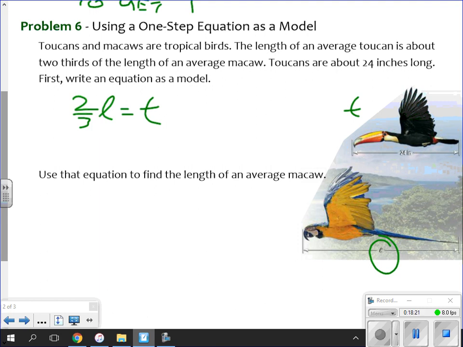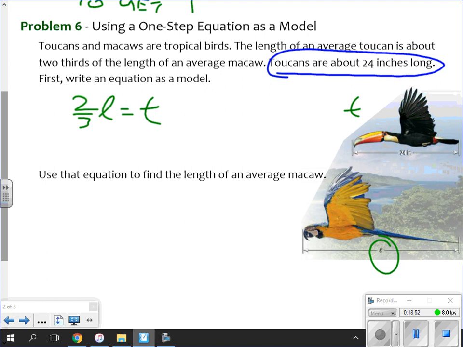Toucans are 2/3 the length of a macaw. Now, I have my model. Then I have that toucans are about 24 inches long. And what I want to do is find the average length of a macaw.